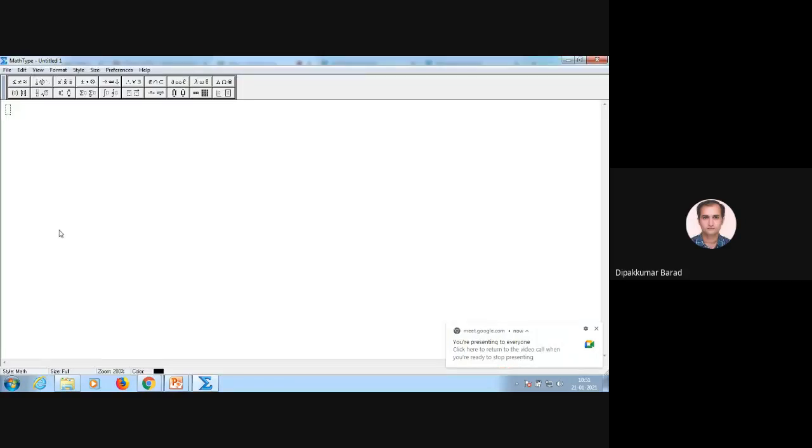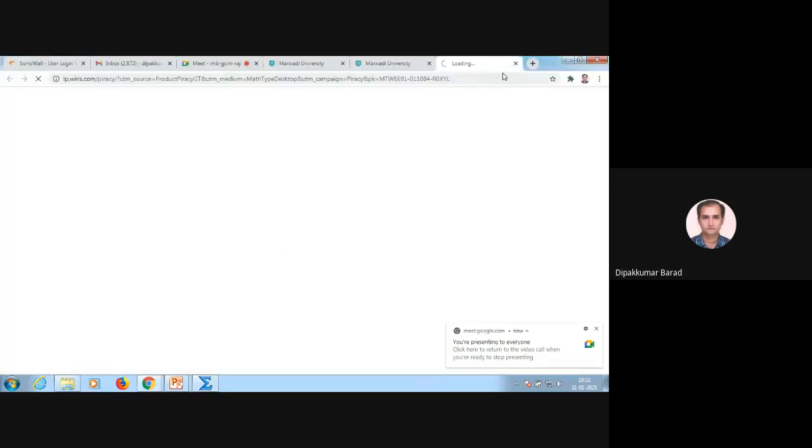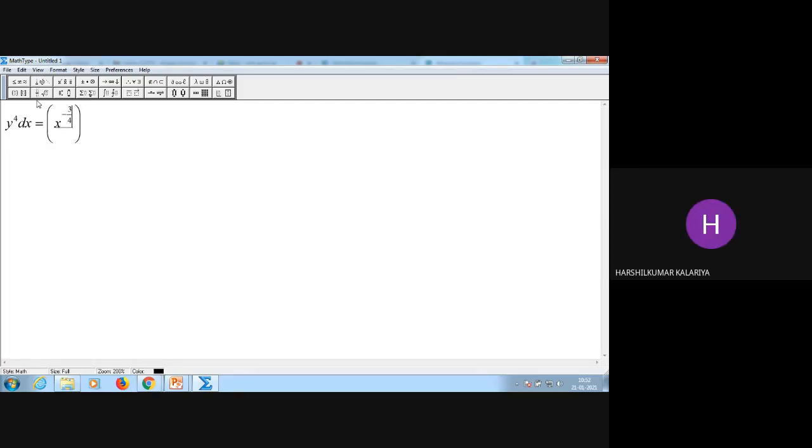So first of all, what have we been given? We have been given y raised to 4 into dx equal to x raised to minus 3 by 4 and minus xy cube into dy. If I rewrite it, then I get dx by dy.